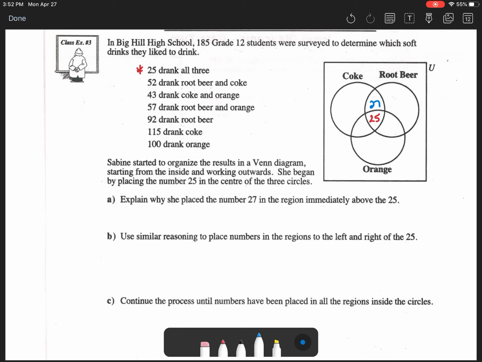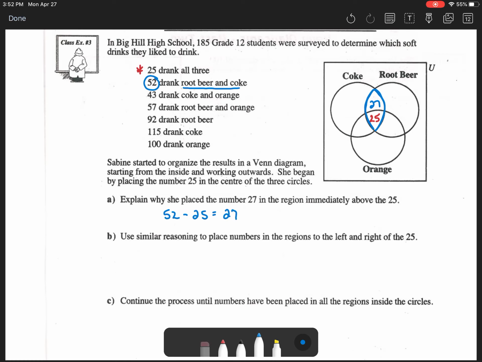Now part A says, explain why she placed 27 in the region immediately above the number 25. So they're saying she put 27 right here. Now why would she do that? Well, what is that the overlap of? That area is the overlap of Coke and root beer. If you take a look at root beer and Coke, which is the second piece of information right here, it says 52 drank root beer and Coke. That means there has to be 52 in the area where root beer and Coke overlap. That's here. But remember, there's 25 already that drink all three.